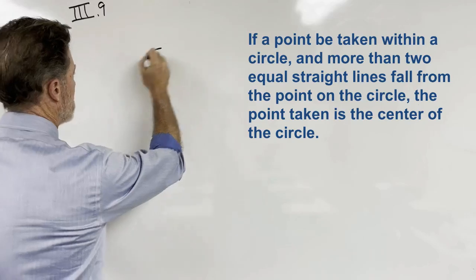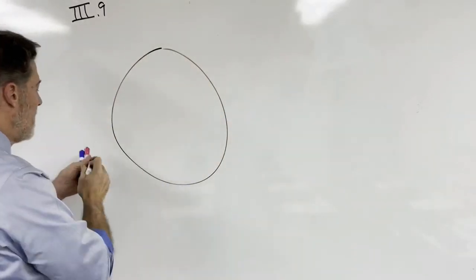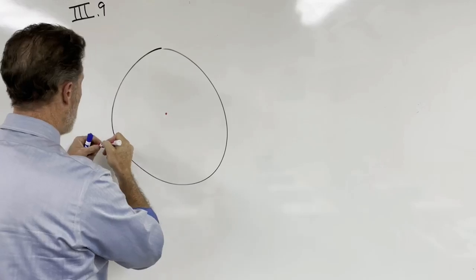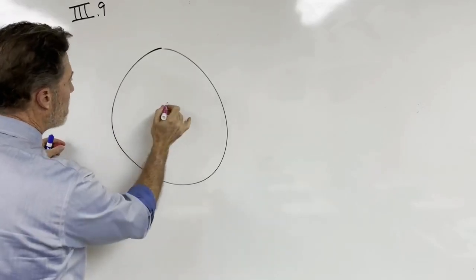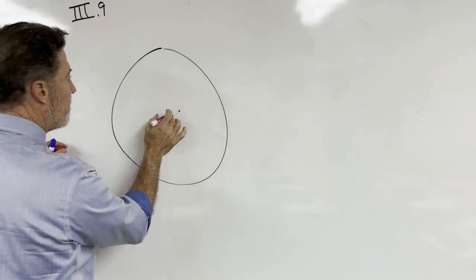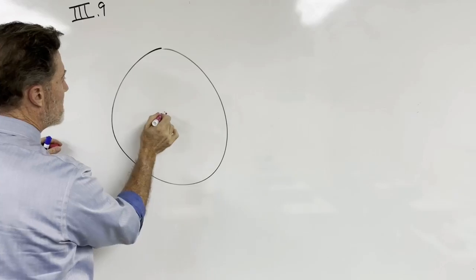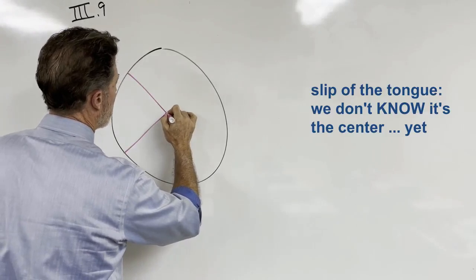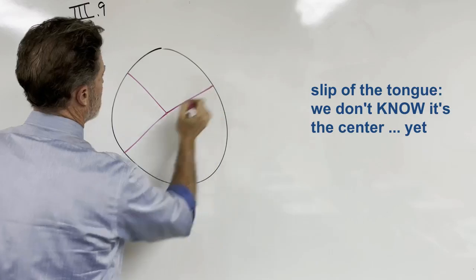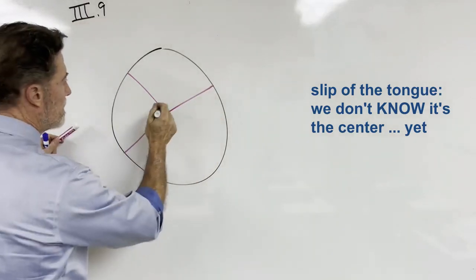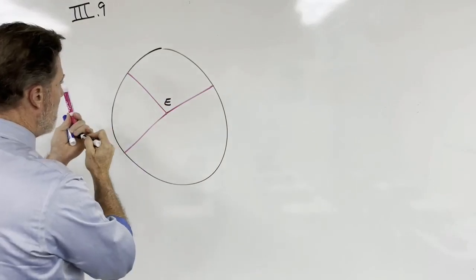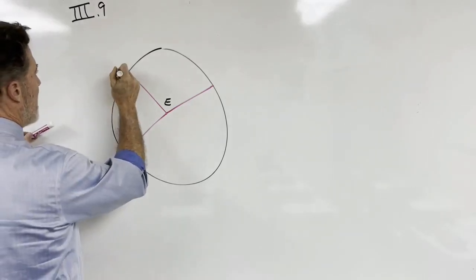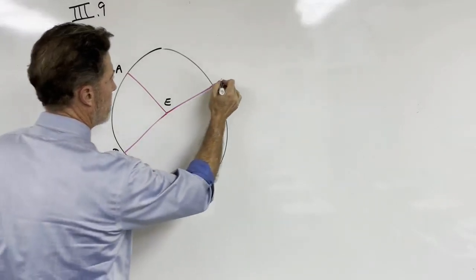So here's our situation. Let's have a circle, and a point within this circle, and multiple equal lines that fall from this point onto the circumference. So let's have some equal lines here falling from the center onto the circumference here. Let's call this point E, and let's call these points A, B, and C.